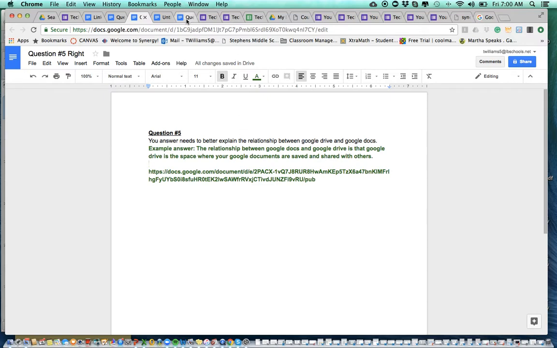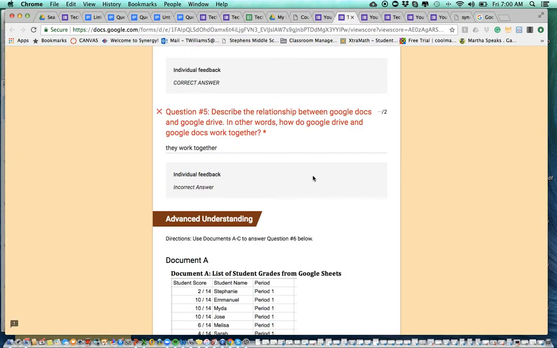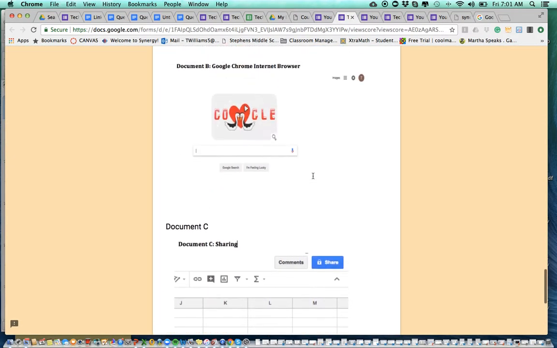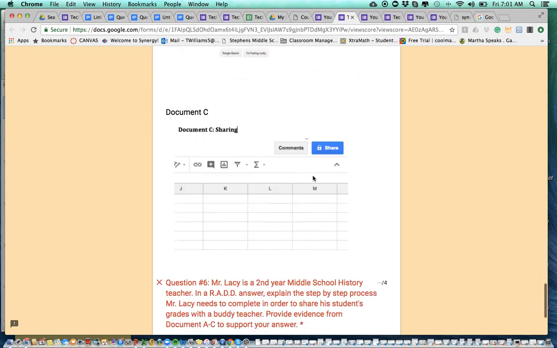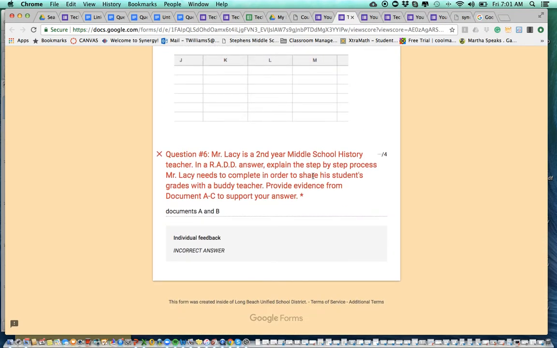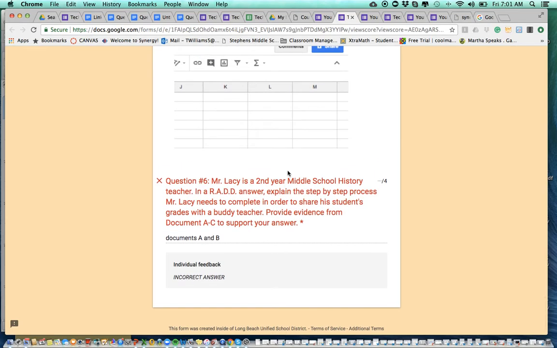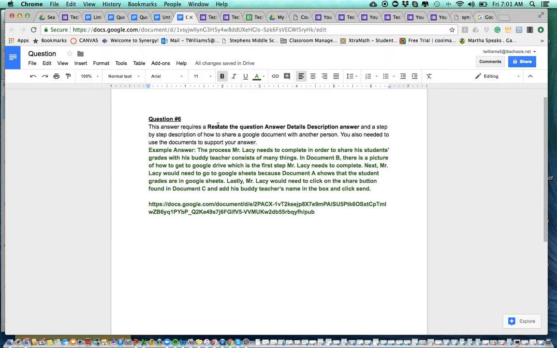All right, and then question number 6, which is where a lot of people struggled in this particular assessment. You were to basically use these documents and describe, literally, step by step the steps that this teacher needed to do in order to send a document to a buddy teacher, right? But you had to do it in a RAD answer. So a lot of you guys did not do it in a RAD answer.